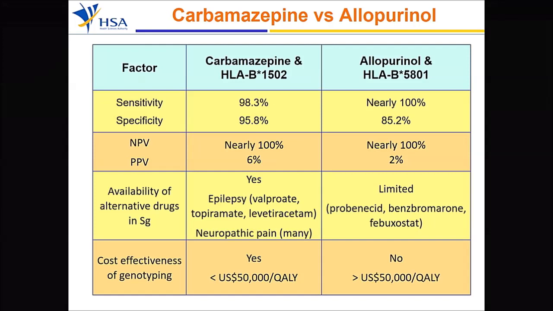So when we ran a cost-effectiveness analysis, we found that even at a PPV of only 6% for carbamazepine, we did come in under the $50,000 per quality-adjusted life year threshold for genotyping. So from a health systems perspective, we could deploy genotyping and on average get a benefit without costing above this amount of money. Unfortunately for allopurinol, we did not reach that threshold.